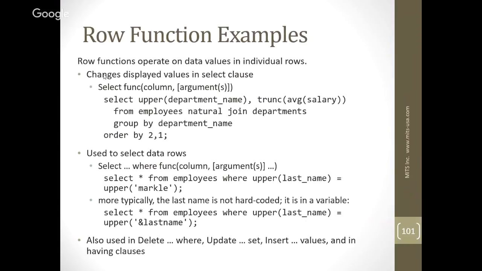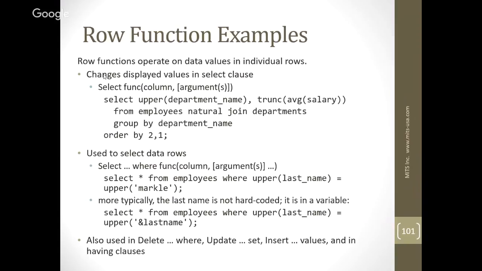All right, so examples here. Row functions operate on data values in individual rows, so they change the displayed values. The idea is to select a function name, column, and then arguments. This is a common way of showing syntax in any programming language, where the square braces indicate optional. It's not required, it's optional.